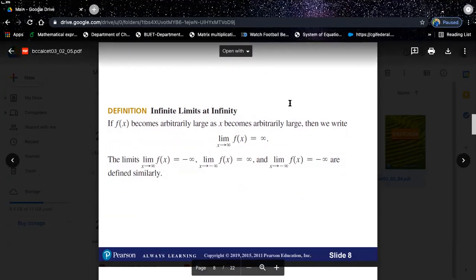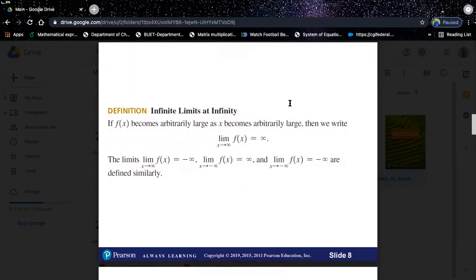Am I going too fast again? Do you want me to slow down just a little bit? It's a good pace. Okay.